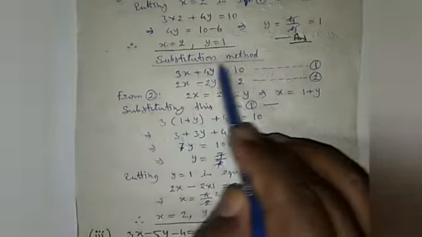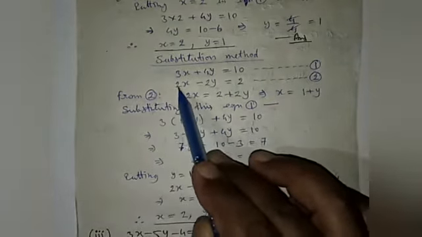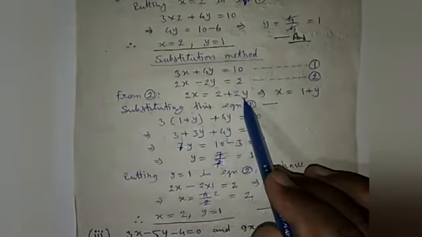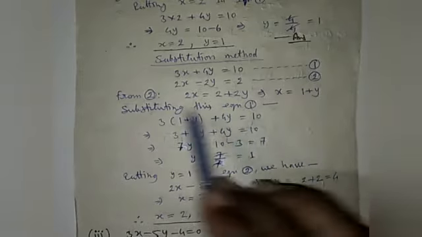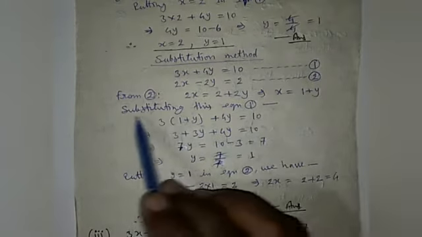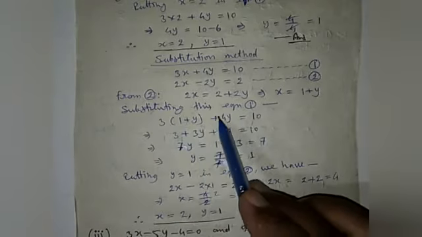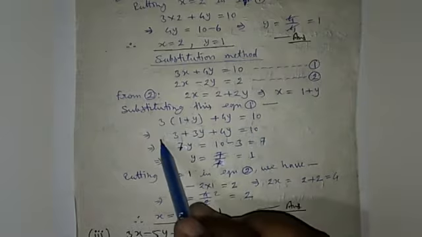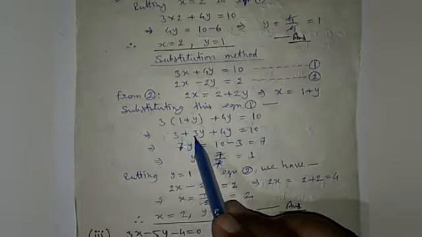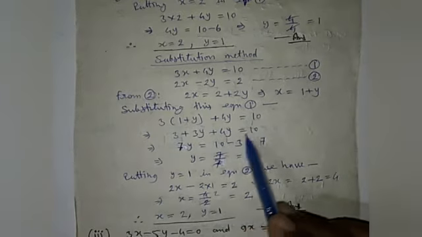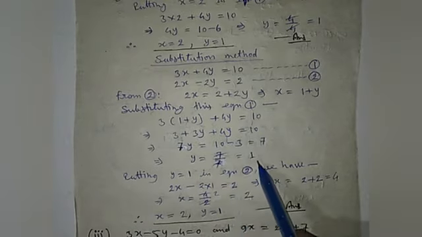Now by the substitution method, from equation 2 we have 2x equal to 2 plus 2y. Dividing by 2 on both sides, we have x equal to 1 plus y. Substituting this in equation 1, we have 3 into 1 plus y plus 4y equal to 10. So 3 plus 3y plus 4y equal to 10. Here 3y plus 4y is 7y, which is equal to 10 minus 3, that is 7. So y equal to 7 upon 7, which is 1.